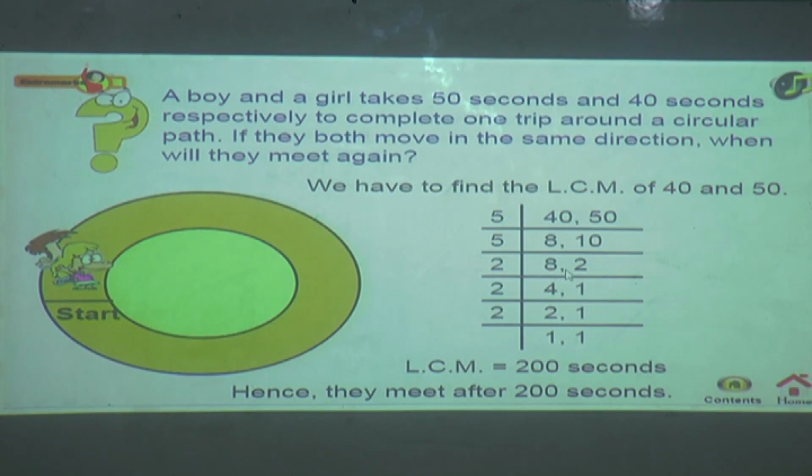So now we have got the prime common multiples of 40 and 50. Those are 5 into 5 into 2 into 2 into 2. After multiplying all this, we get 200 seconds. So if a boy and a girl move in the same direction, they will meet after 200 seconds.